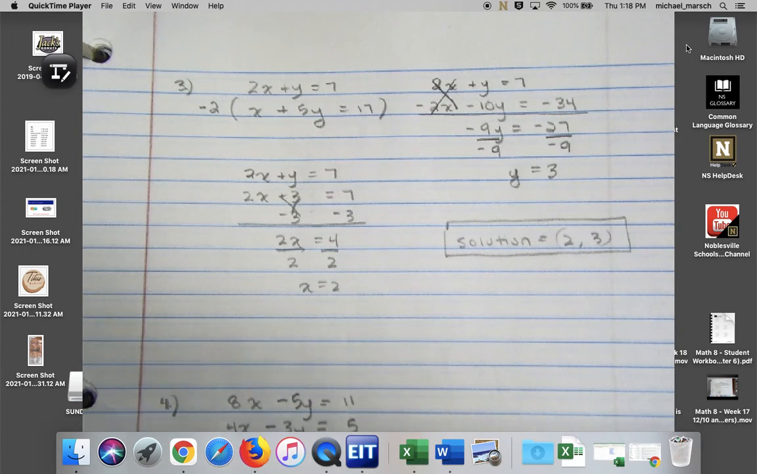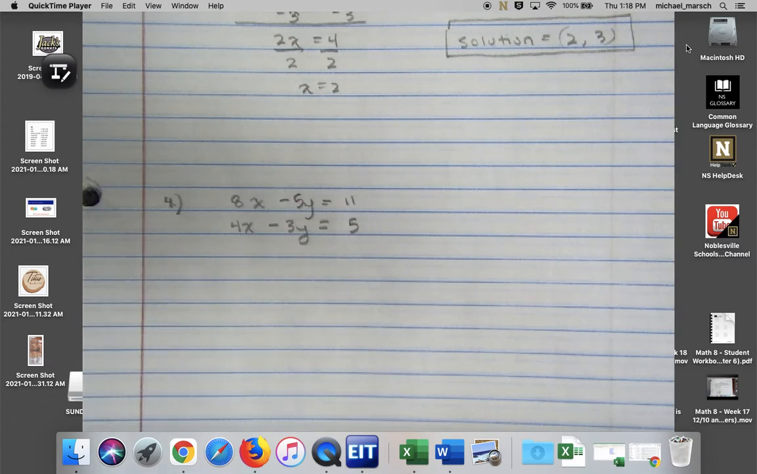How would you do it if the y was before the x? Would you have to switch it? You'd have to rearrange it. Yep. Great question. And you have to keep the symbol with it, but you would just rearrange it so that the x's and y's lined up.